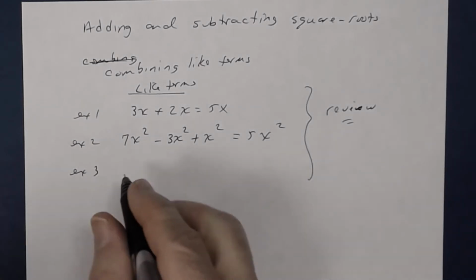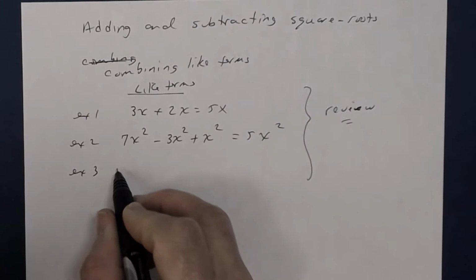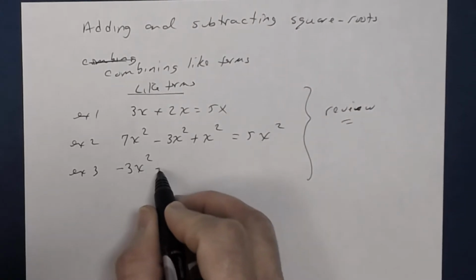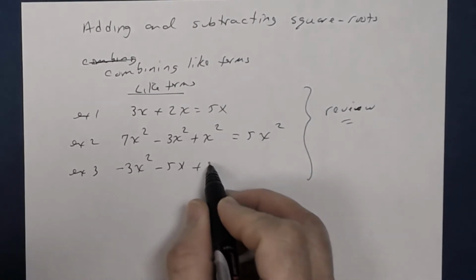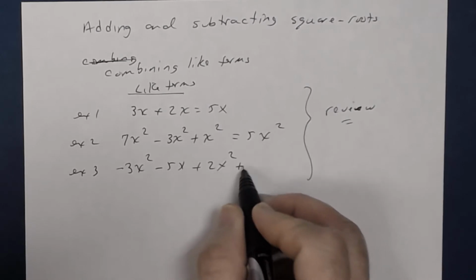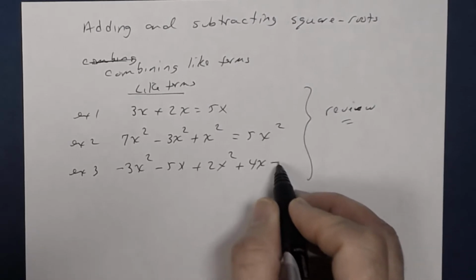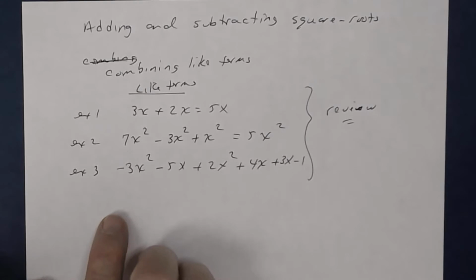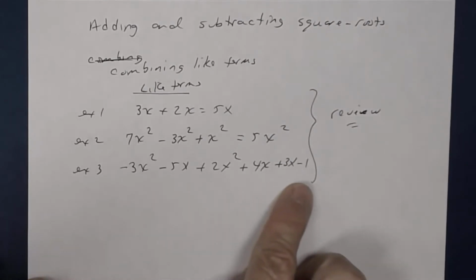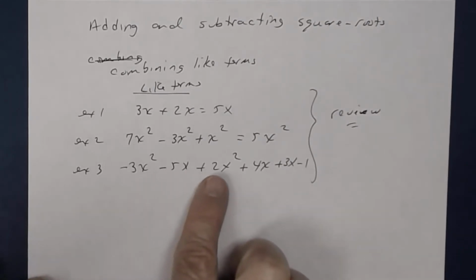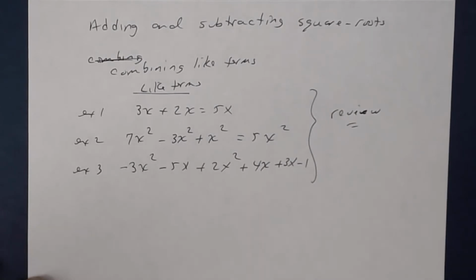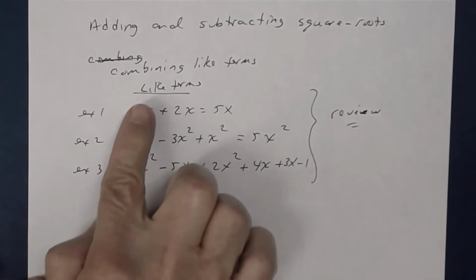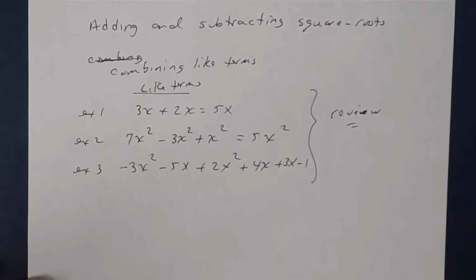Okay, now listen to this. What if you had this? What if you had negative 3x squared minus 5x plus 2x squared plus 4x plus 3x minus 1. All right, so I know I have a lot of terms here, but you've dealt with this before. First of all, are all of these terms like terms? Notice I have 1, 2, 3, 4, 5, 6 terms. Are all of those like terms? No. But what you did was you combined like terms, right?